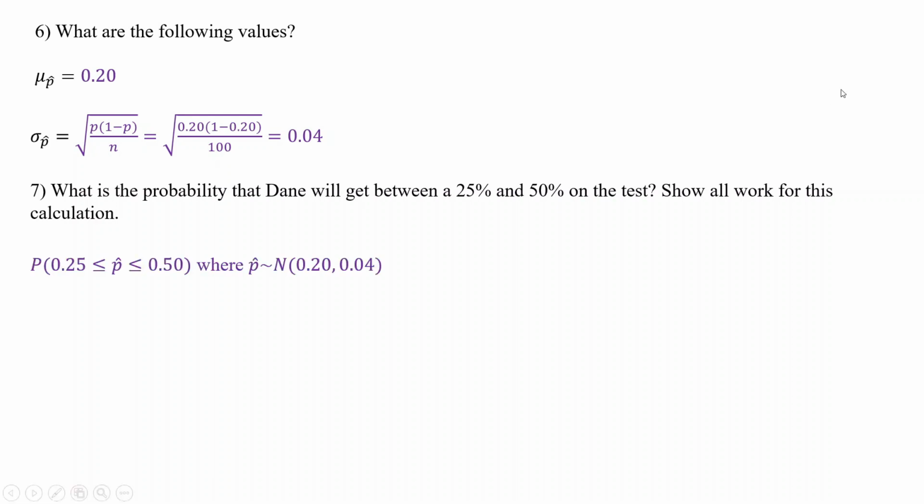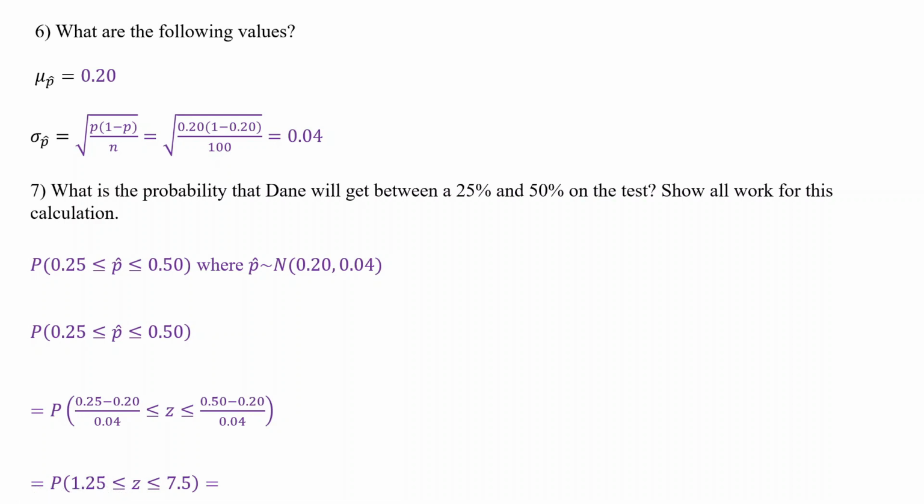All right, Dane, let's see. Let's write down what we're trying to find: that his sample proportion is between 25% and 50%. We already created our sampling distribution and showed that the conditions were met, so it's approximately normal with a center of 0.2 and a spread of 0.04. When you have a probability between two values, you have to find the z-score for both of those values. You take 0.25, subtract the mean, and divide by the standard deviation, and you do the same thing for 0.5.